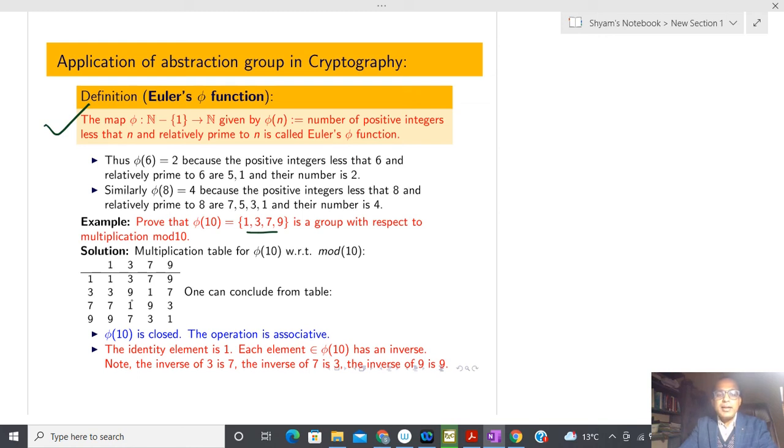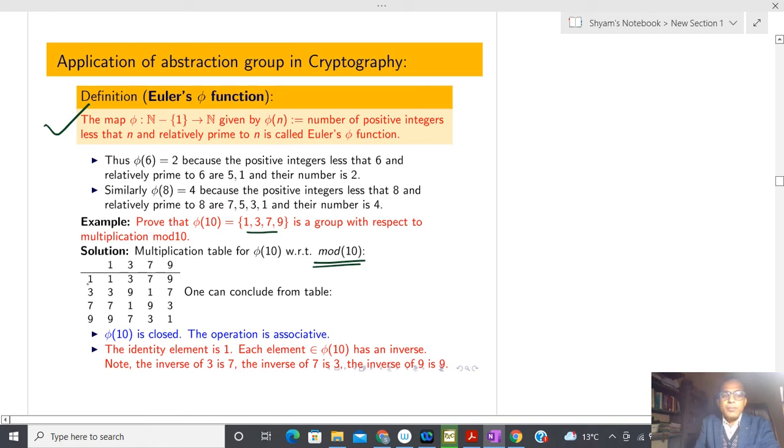In this construction, we take these elements with respect to mod 10, and you know the meaning of mod 10. Suppose I operate 1 and 1 with respect to multiplication, so 1 times 1 mod 10 is 1. Here 1 times 9 mod 10 is 9. Try to understand here: 9 multiplied by 3 is 27, and mod 10 that is 7. In this way I have constructed this multiplication table.